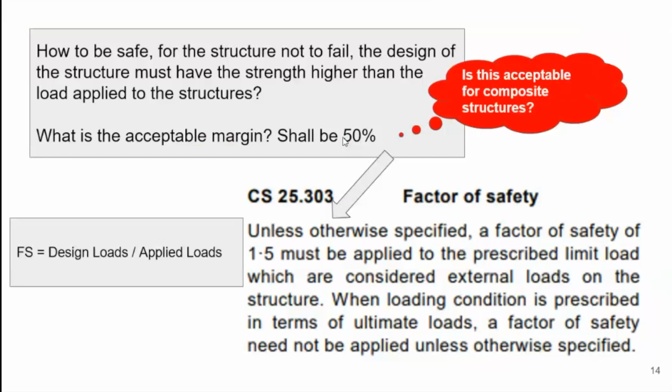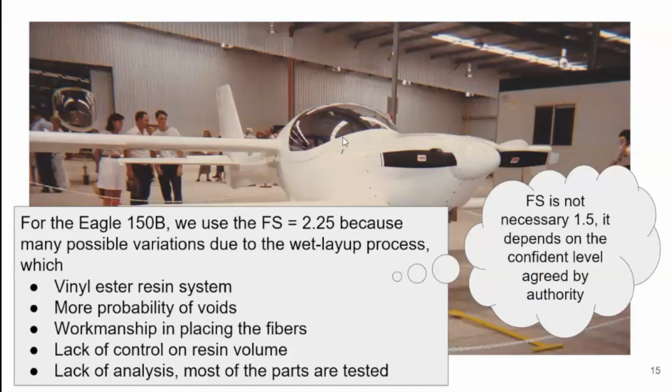And the issue now, this is generic. However, when we come to composite, we are a bit skeptical, because 1.5 for metal, I believe, is repeatable. We are able, in whatever way, to achieve that 50%. For the composite, there are many variations which we are not sure.